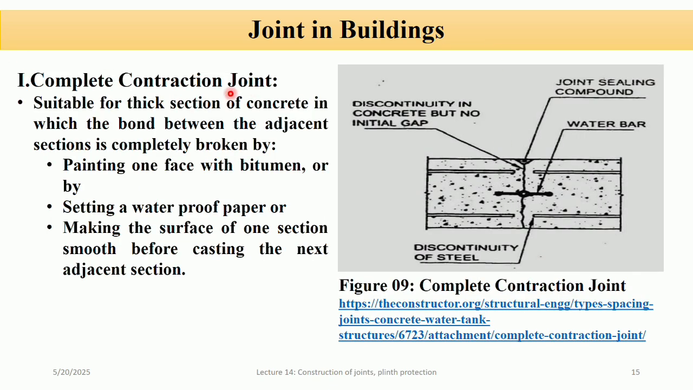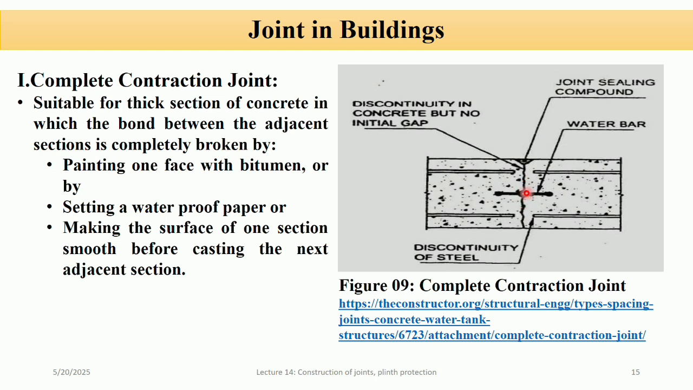Complete contraction joint. A complete contraction joint is a type of joint used in a thick concrete section to fully break the bond between adjacent concrete parts. The purpose is to allow free shrinkage movement of each section without causing cracks or internal stress. In this type of joint, the bond between the two adjacent concrete sections is completely interrupted, meaning they can move slightly without pulling on each other.